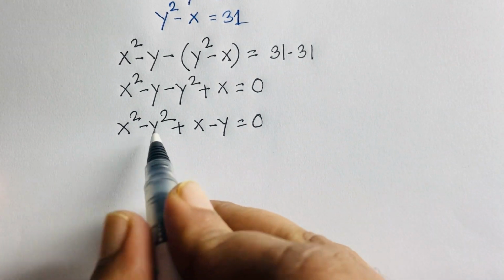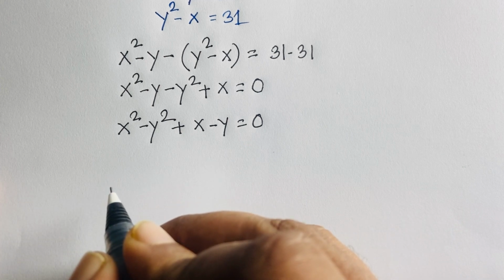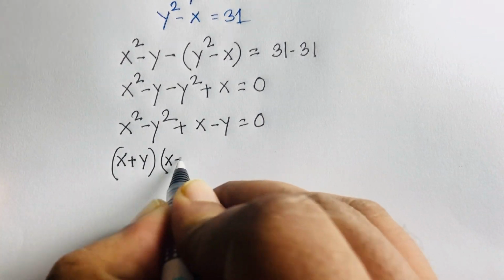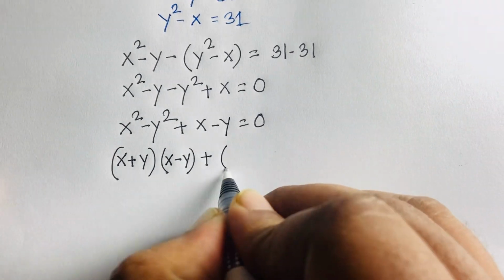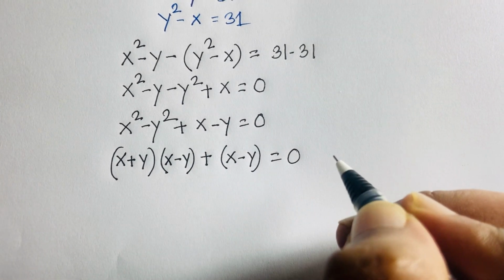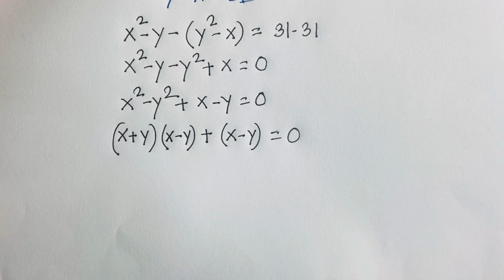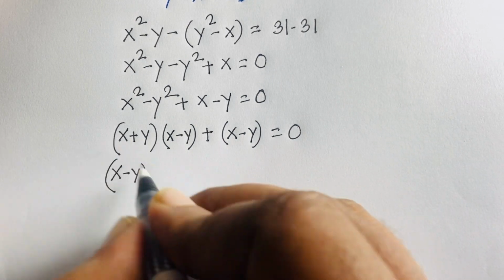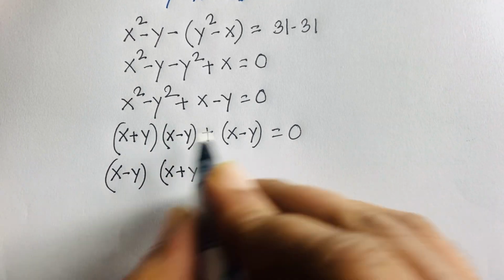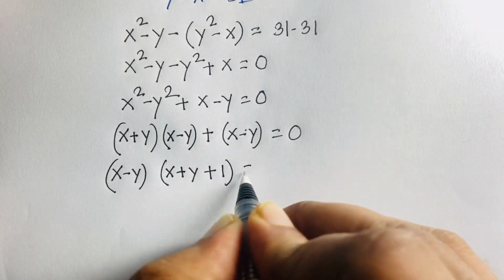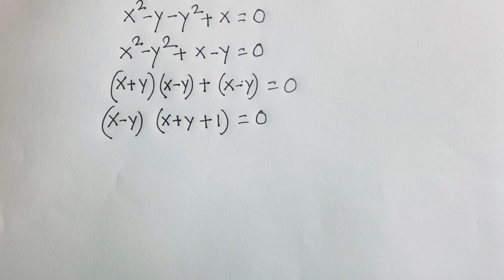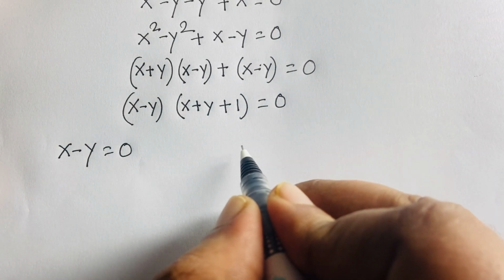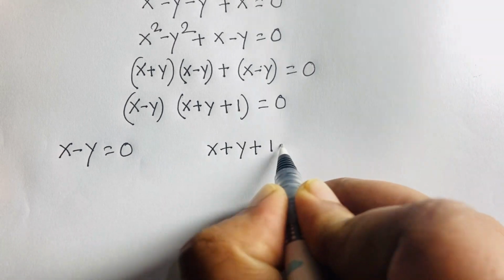Then we know that a square minus b square is a plus b times a minus b. According to this rule, I can say here is (x plus y)(x minus y) plus x minus y is equal to 0. Then x minus y is common, so again here is x minus y, and this divided, it will be x plus y, then this divided, it will be plus 1, is equal to 0. Then we'll find out here are two cases. Our first case is x minus y is equal to 0, and the other case is x plus y plus 1 is equal to 0.